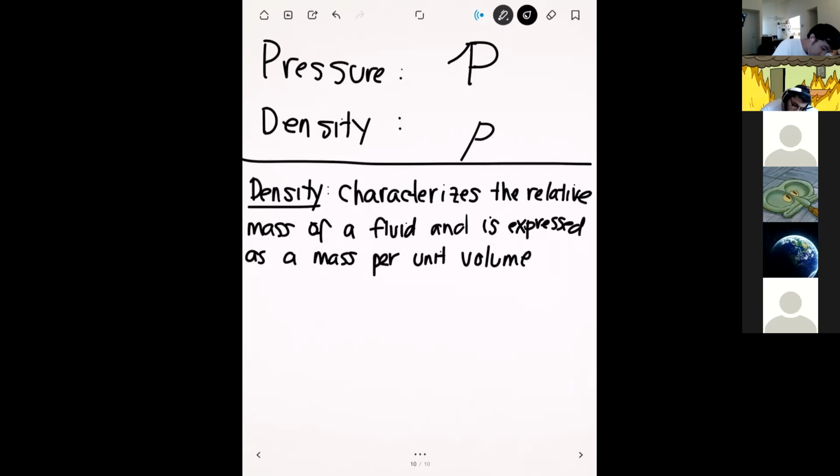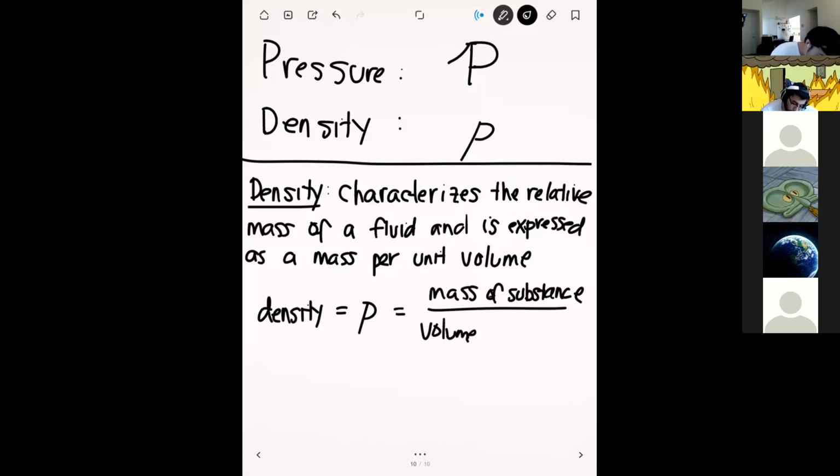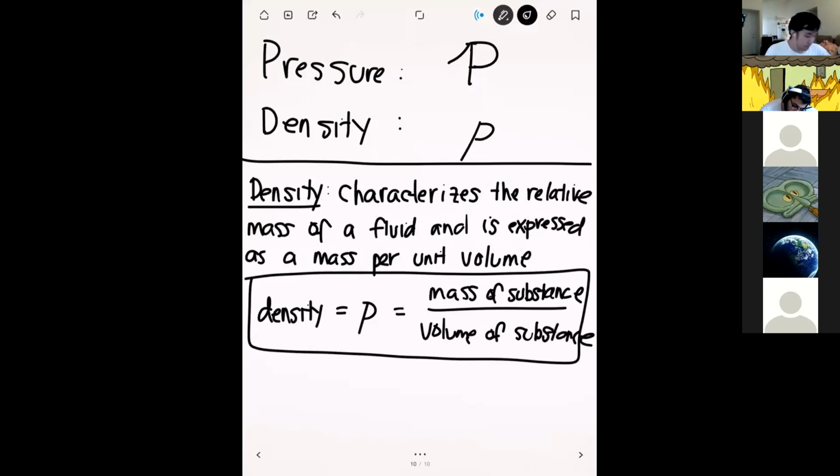Okay. So density is equal to rho, the cursive P, is equal to the mass of a substance divided by the volume of the substance. So we went over this on Monday. This is just a formal definition of it.